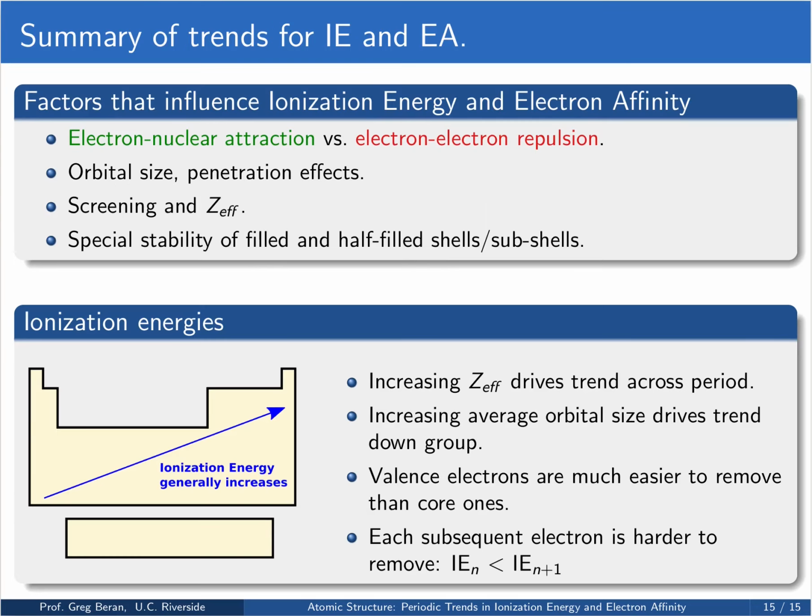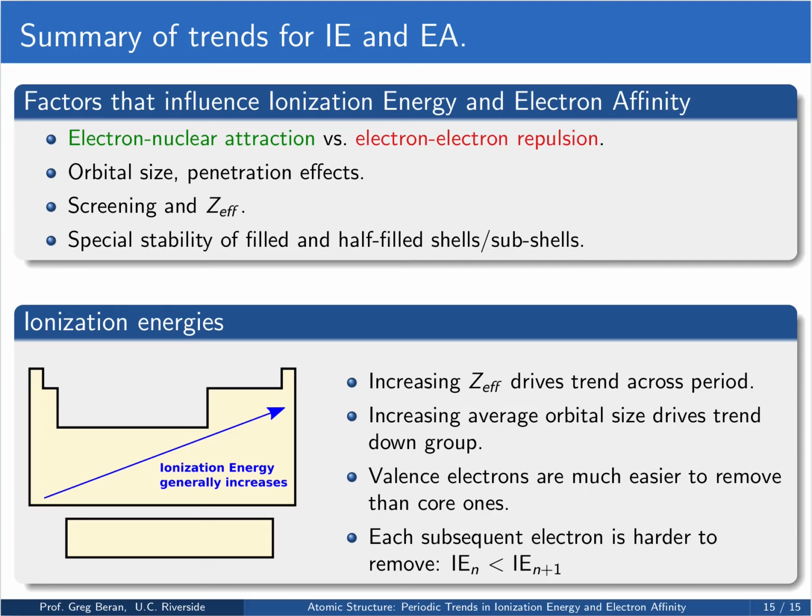In conclusion, we saw that the ionization energy and electron affinity are influenced by factors such as the degree of electron-nuclear attraction versus the electron-electron repulsion, orbital size and penetration effects, screening and Z effective, and the special stability of filled and half-filled shells and subshells. For ionization energies, we find that the increasing Z effective generally drives the trend across periods, causing the ionization energy to increase, and increasing the average orbital size as you move down a group causes the ionization energy to decrease. This means that the ionization energies are generally largest near the top right of the periodic table.